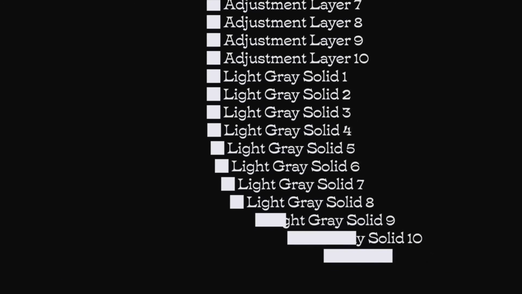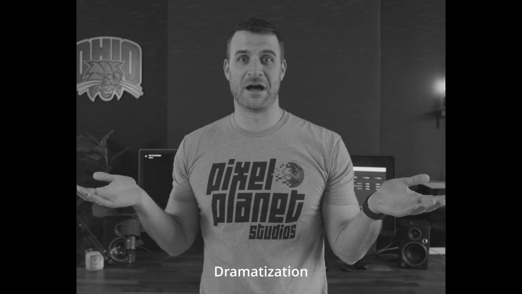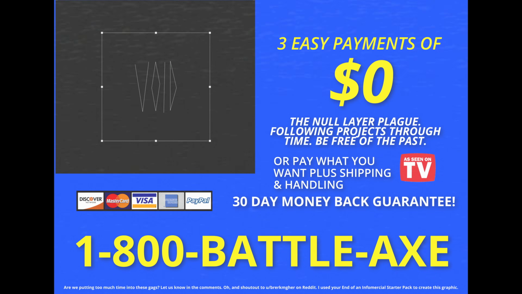Every time you create a null, it creates a new solid in your solids folder. So 10 nulls, that's 10 solids. And every time you create a solid or an adjustment layer, that's also more solids. And then when you consolidate two projects, you have even more solids. And Battleaxe said, there's gotta be a better way. And now there is, with Void.